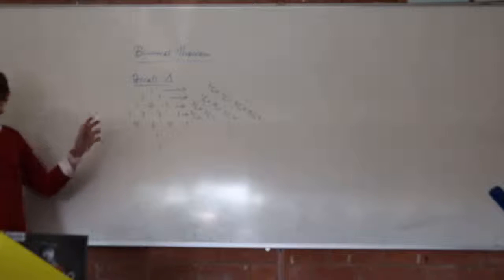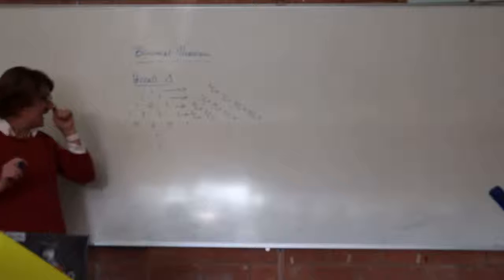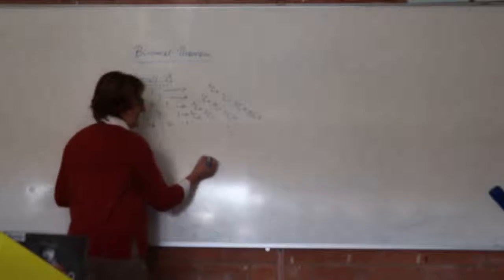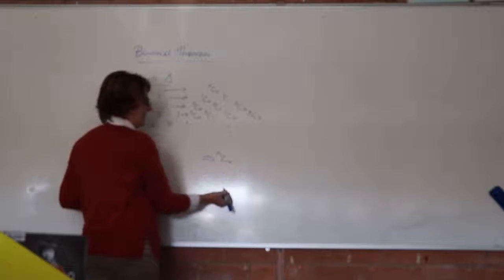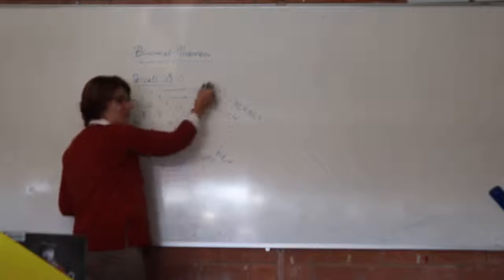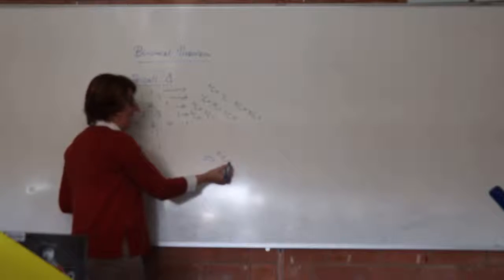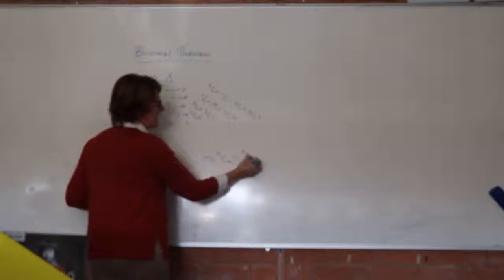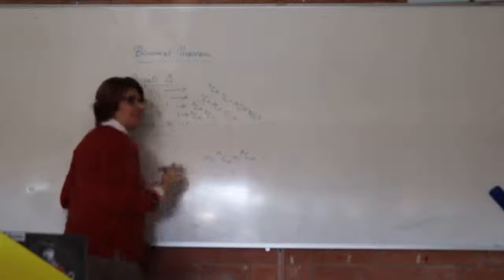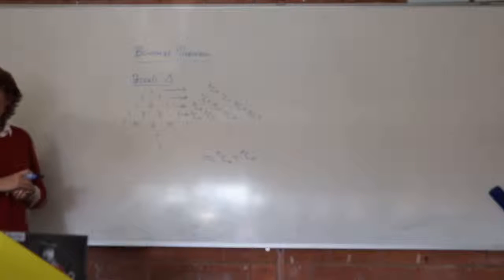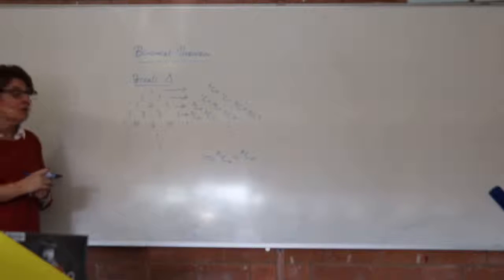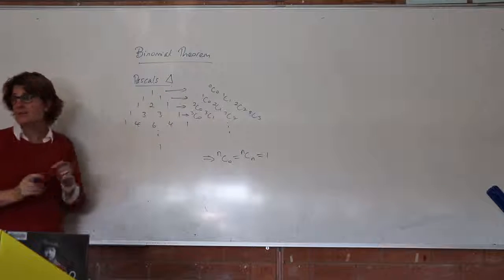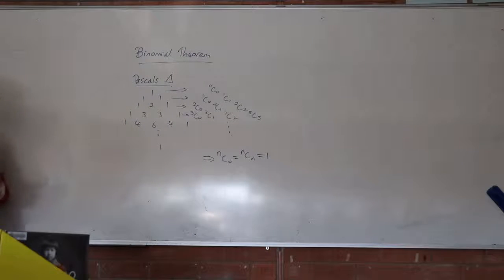Now, from that, we learnt that nC0, so whatever the number was at the top didn't matter. If you had nC0, or if you had nCn, the same number top and bottom, what was that equal to? It was equal to 1, because it's those ones down the outside of Pascal's triangle.